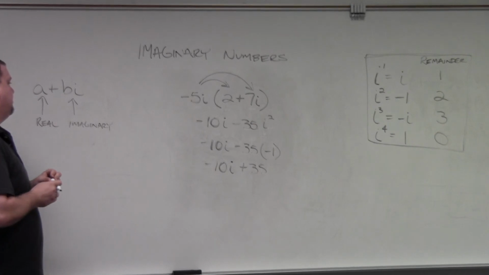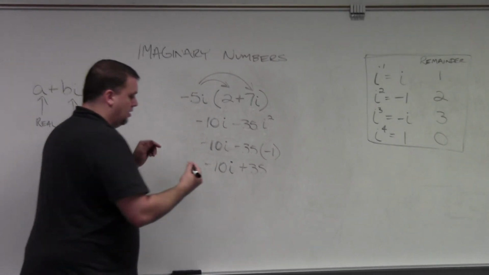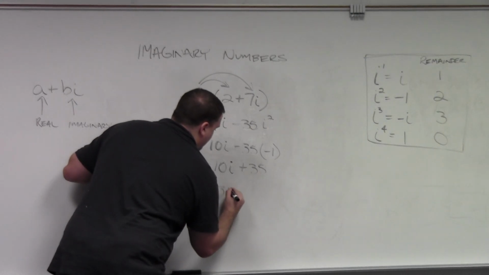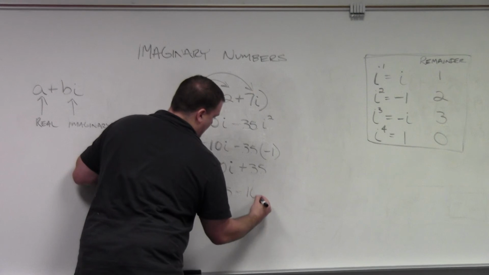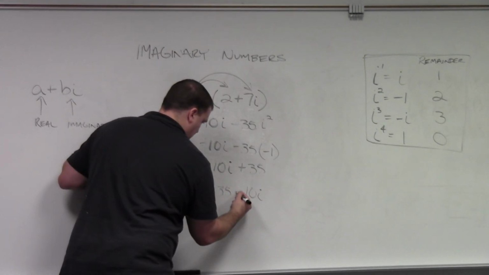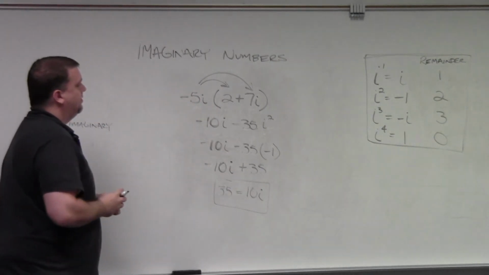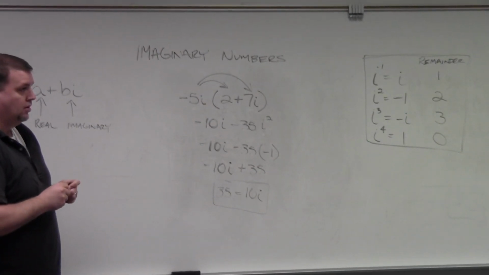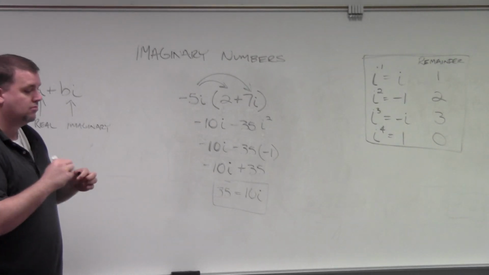Is it in standard form? Does the real part come first? No. So we just have to reverse it. Just put 35 first, and then minus 10i. That's as far as that one goes. Not so bad.